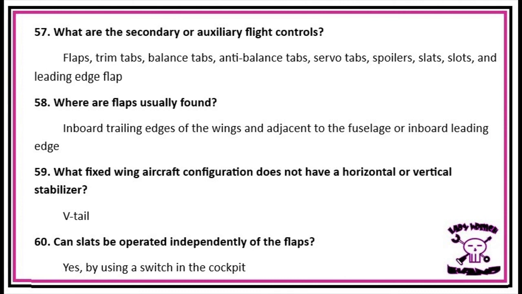59. What fixed-wing aircraft configuration does not have a horizontal or vertical stabilizer? VTOL. 60. Can slats be operated independently of the flaps? Yes, by using a switch in the cockpit.